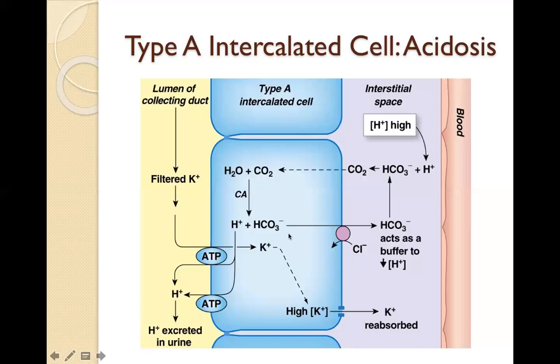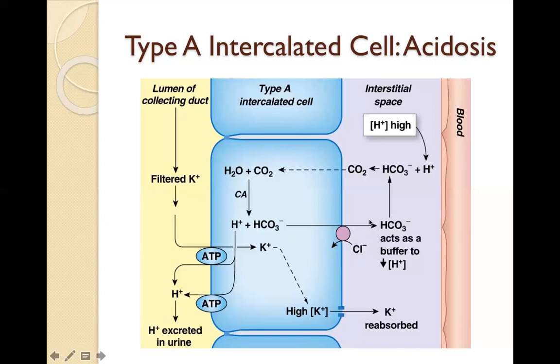The end result of that is that you're going to get an increased H+ or proton concentration in the urine. That bicarbonate that you created within the cell is going to be pumped out on the interstitial side of the cell, and it's going to be using a bicarb chloride exchanger. So that bicarb is going to be transported out of the cell, and it's going to be an exchange for a chloride ion. The chloride ion is going to enter the cell.